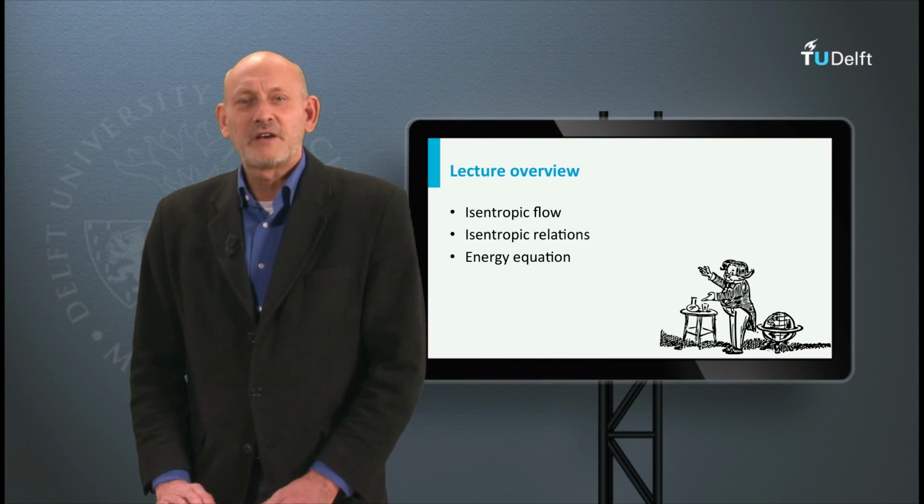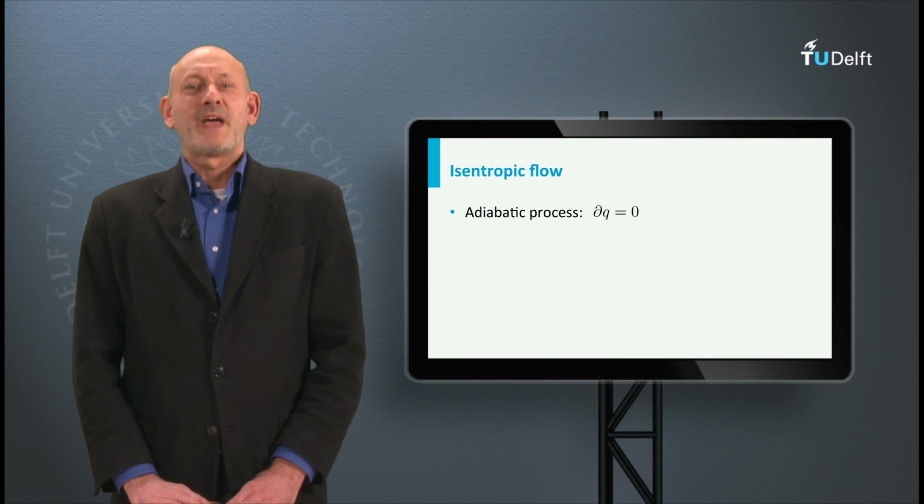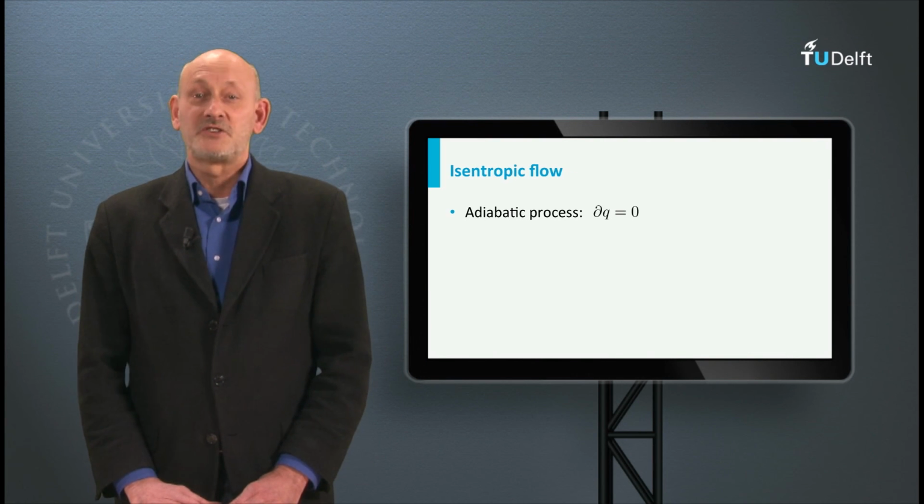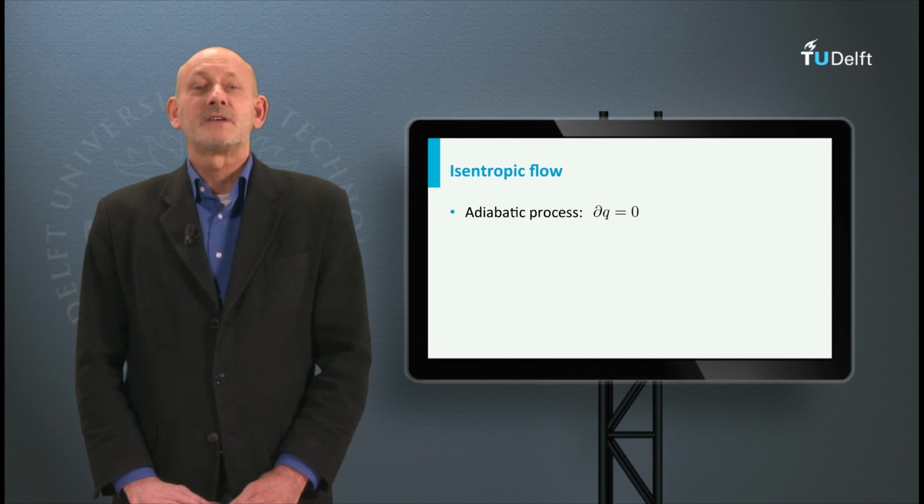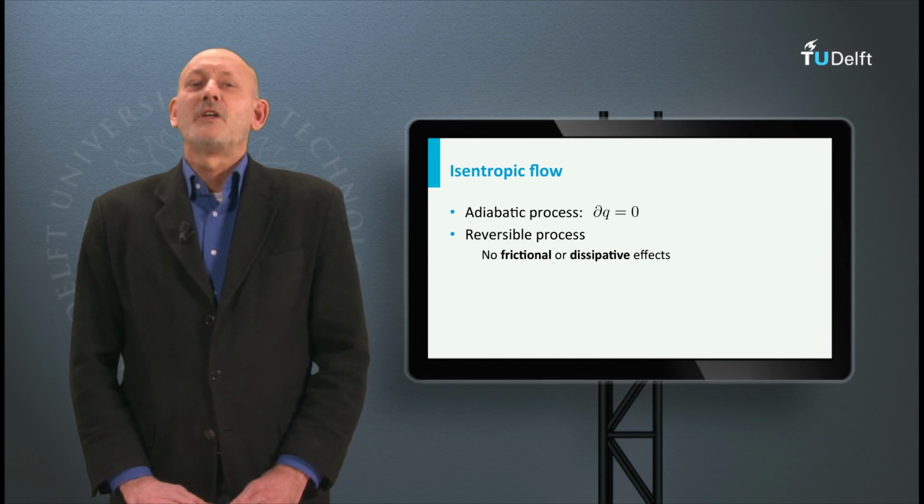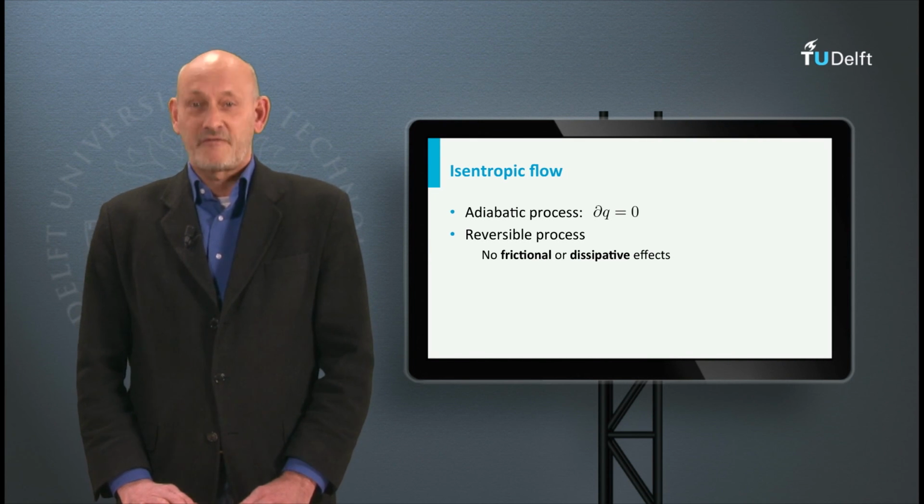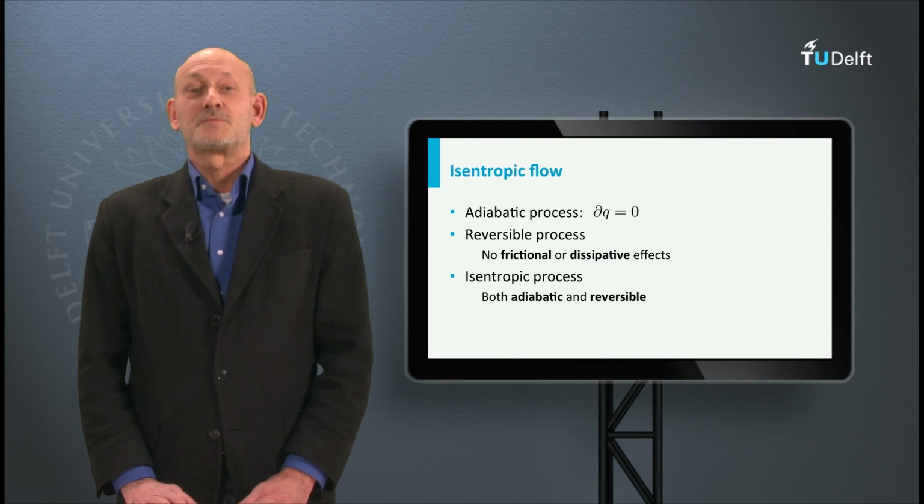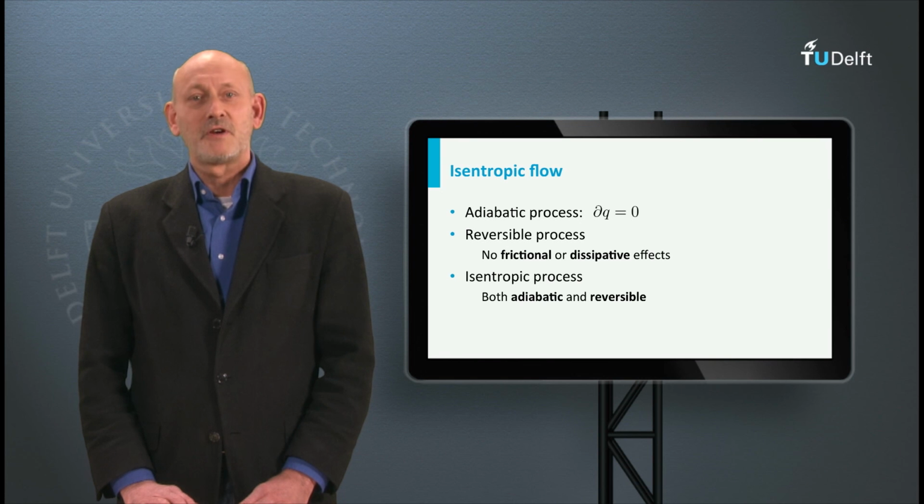But first, a few definitions. When we have a process with no heat addition or extraction, we call it adiabatic. When in a process there are no frictional or dissipative effects, we call this process reversible. A process which is both adiabatic and reversible is called isentropic.